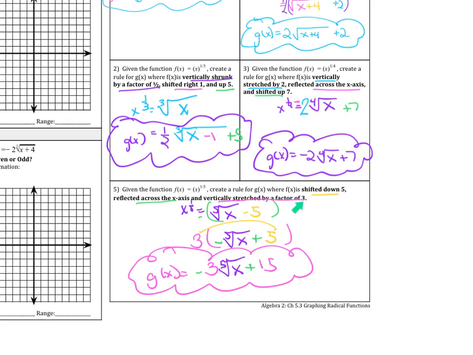Then vertically stretch by a factor of 3. So that means I multiply 3 to everything here in this function. So therefore it's negative 3, and then multiply to the back. 3 times 5 is 15. So the final function is negative 3 times the 5th root of x, plus 15.